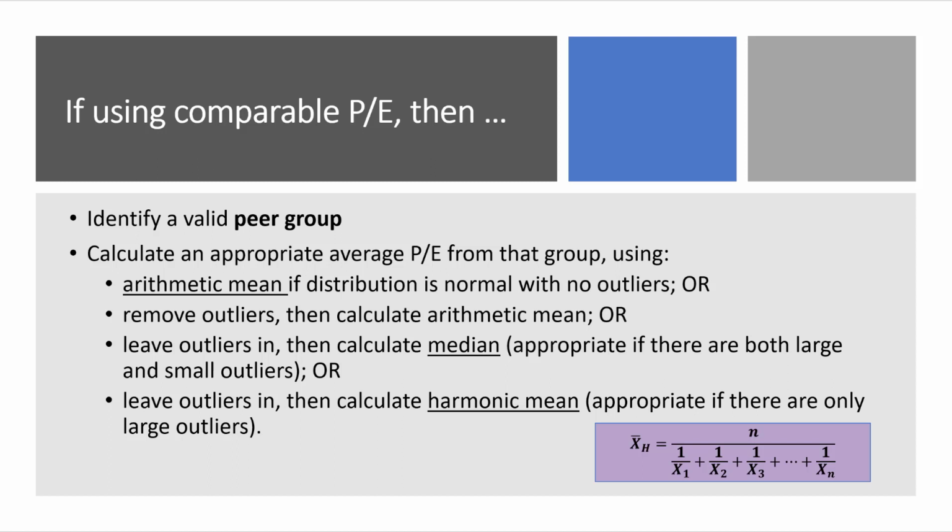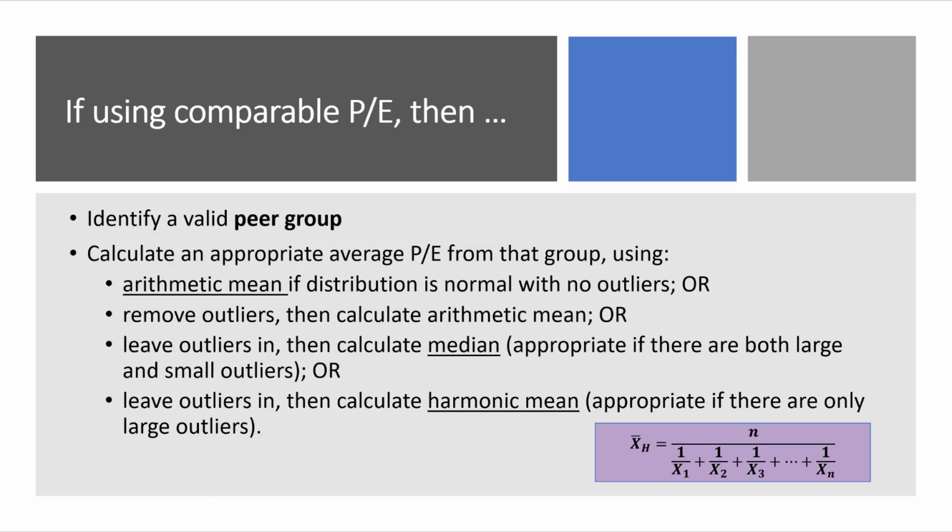Outliers mean that some numbers just look unrealistic, they look invalid, they look as though there may be errors. Your mitigation responses, if there are outliers, include removing those outliers and then calculating an arithmetic mean, or leaving the outliers in, and if you believe that there are both large and small outliers, then calculate a median, because it mitigates for the existence of both large and small outliers.